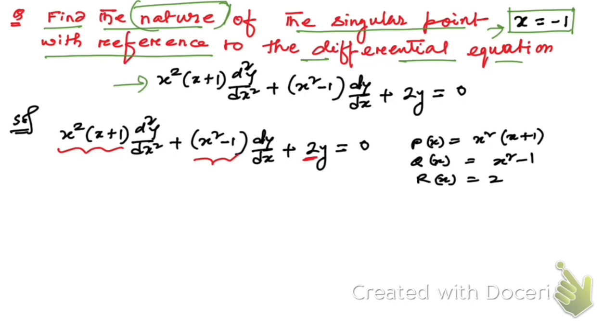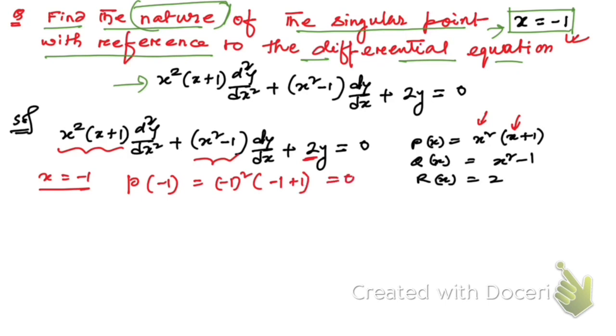Given this is a singular point, if you see x equal to -1, so if you put -1 instead of x, then what you're going to have is -1 square, then here if you put -1, then plus 1, so it's going to be 0. So this is a singular point, right? So now to determine the nature, if this is not a regular singular point, then it must be irregular. So let us check whether it is regular or irregular.